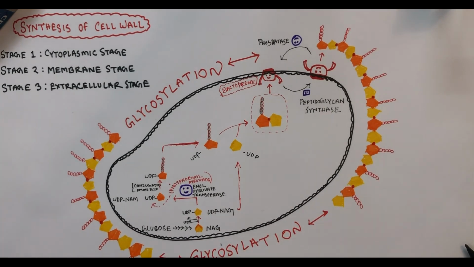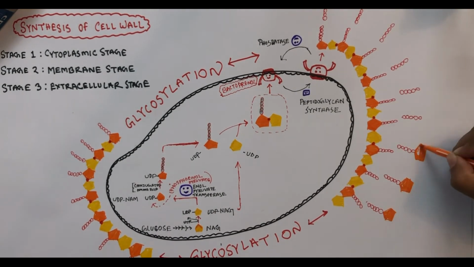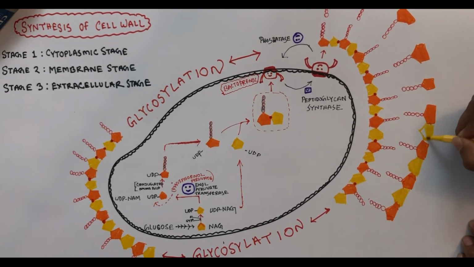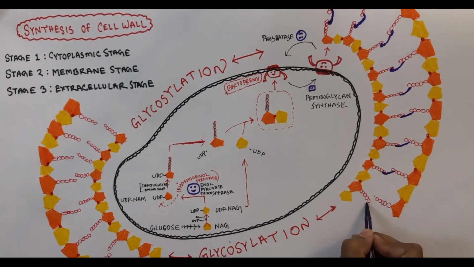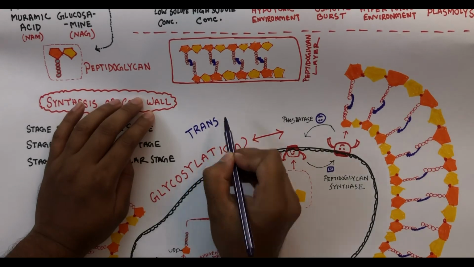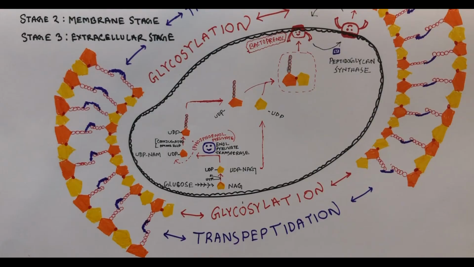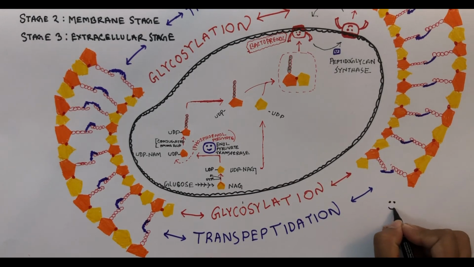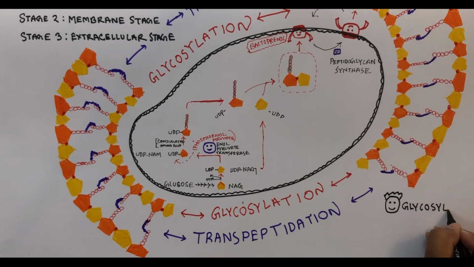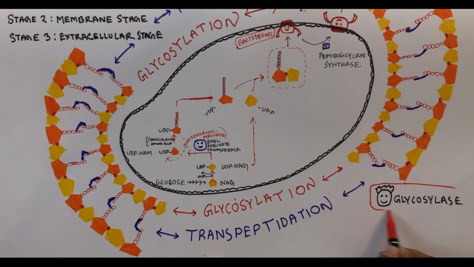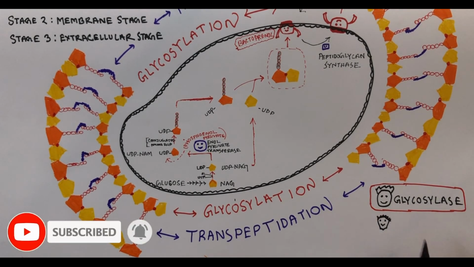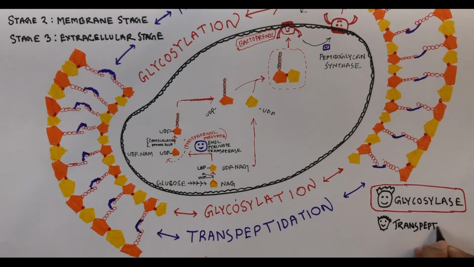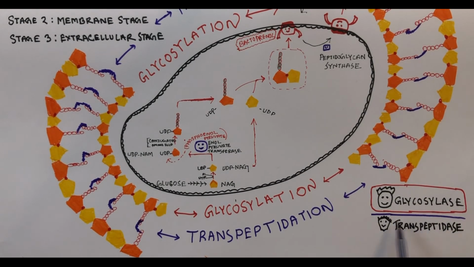And number 2, the peptide chain of one peptidoglycan is cross-linked to the peptide chain of another peptidoglycan. This cross-linking reaction is called the transpeptidation reaction. With these two reactions occurring simultaneously, the real peptidoglycan layer of the bacterial cell is finally synthesized. In the glycosylation reaction, the enzyme that catalyzes the process is glycosylase, and in the transpeptidation reaction, the enzyme is transpeptidase. This is how the bacteria form their own cell wall.